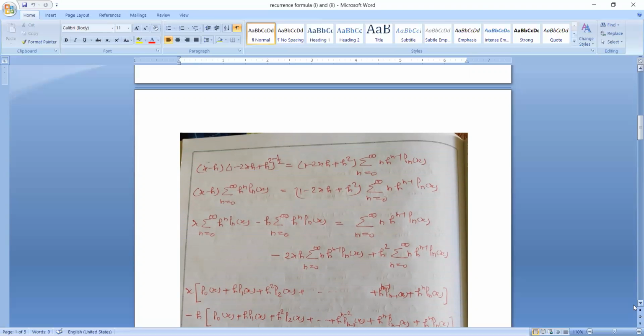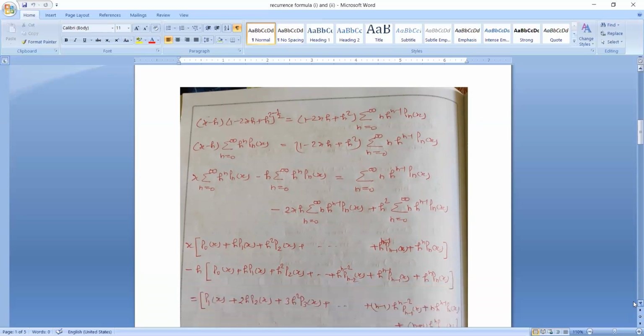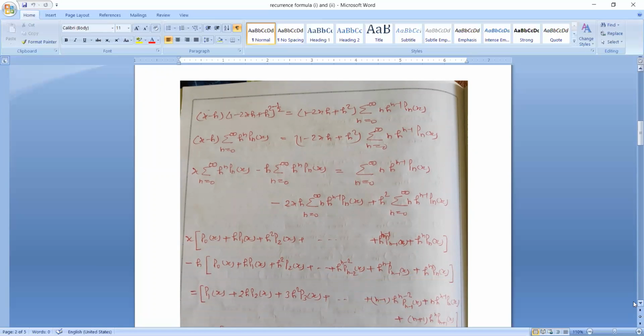Again, (x minus h) summation n is equal to 0 to infinity h to the power n Pn(x) is equal to (1 minus 2xh plus h square) summation n is equal to 0 to infinity n h to the power n minus 1 Pn(x). Now multiplying out, x summation n is equal to 0 to infinity h to the power n Pn(x) minus h summation n is equal to 0 to infinity h to the power n Pn(x) is equal to summation n is equal to 0 to infinity n h to the power n minus 1 Pn(x) minus 2xh summation n is equal to 0 to infinity n h to the power n minus 1 Pn(x) plus h square summation n is equal to 0 to infinity n h to the power n minus 1 Pn(x).